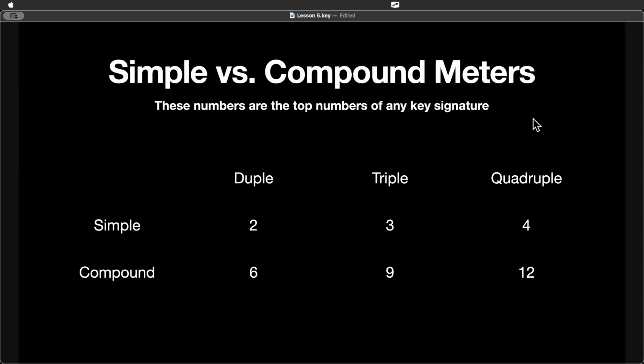And you see that if the top number is a 2, that means we have a simple duple meter. If the top number of the time signature is a 3, we have a simple triple. If it's a 4, a simple quadruple. If the top number is a 6, 9, or 12, then we would have a compound duple, triple, or quadruple meter, depending on what that number is.